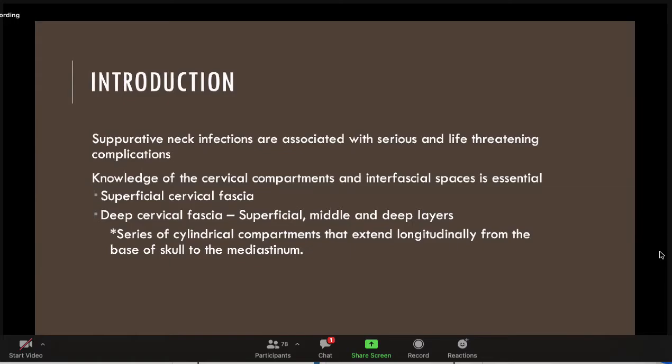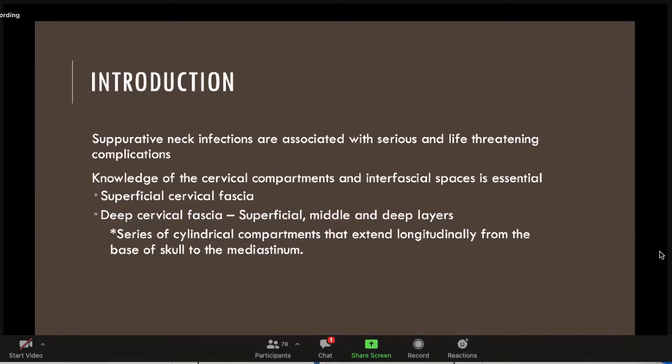Suppurative neck infections are associated with serious and life-threatening complications. It is very important to understand the anatomy and the different routes of infection spread to be able to address these infections. The neck is divided into compartments based on fascia.